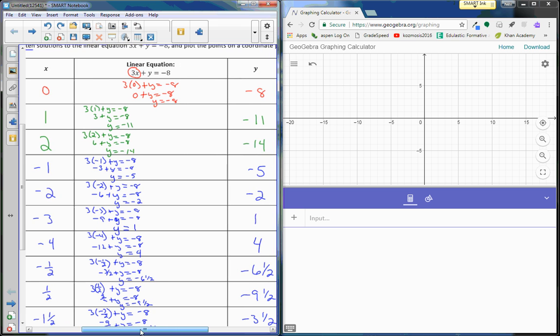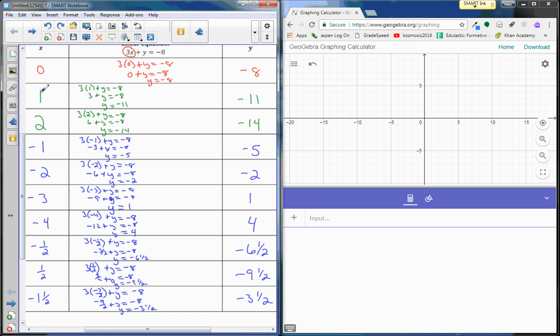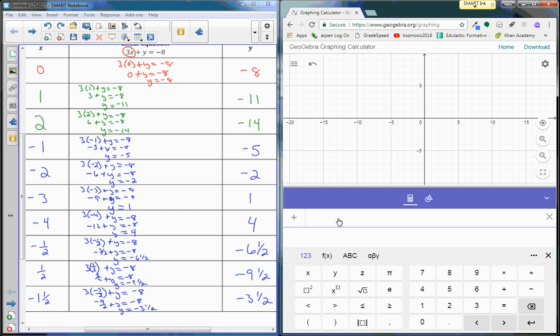Okay, so now that I have my 10 points, I'm going to graph them. So I'm going to plot the point 0, negative 8. And I'm using an online graphing calculator, if you will, called geogebra.org, just to give them credit for their site. And I'm going to input my points. So all I have to do is click here and choose parentheses and do 0, negative 8. And it will put the point on the graph. So here's the point 0, negative 8 right there.